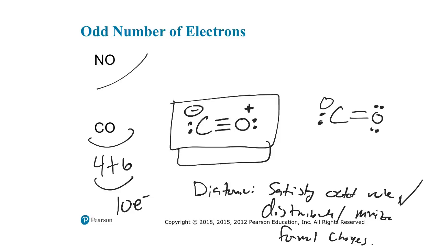Now interestingly, the formal charge of carbon would be 0, the formal charge of oxygen would be 0. I just want to point out that this is not the best Lewis structure for carbon monoxide. Now one of the things that's true for oxygen is it's more electronegative, so it's going to try to pull the triple bond towards itself.